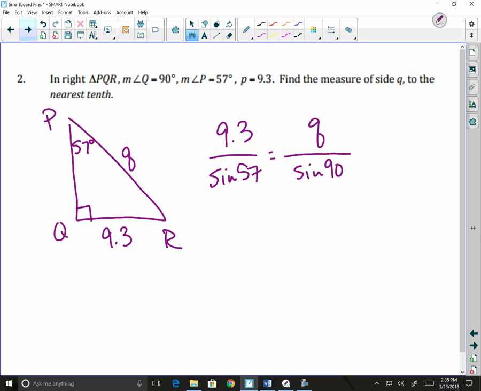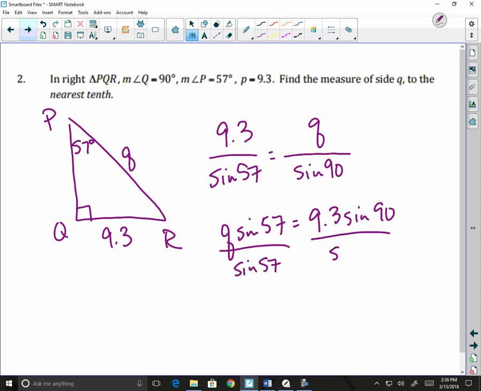Cross multiply, I get Q sine of 57 equals 9.3 sine of 90. Divide both sides by the sine of 57. And I get Q is equal to whatever that comes out to be, which is 11.1.